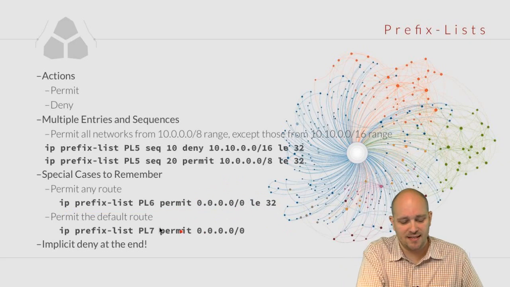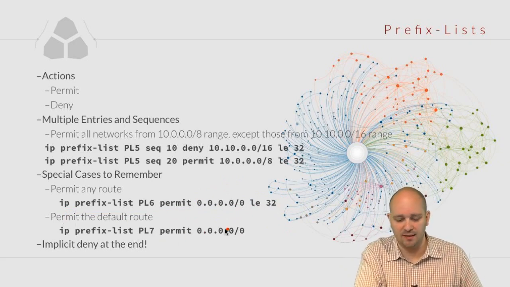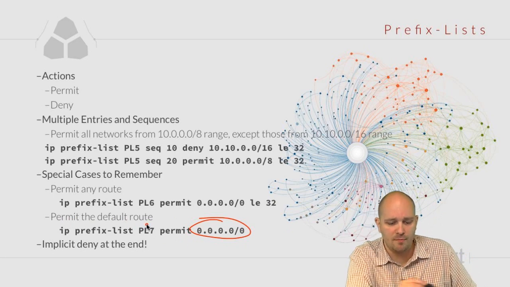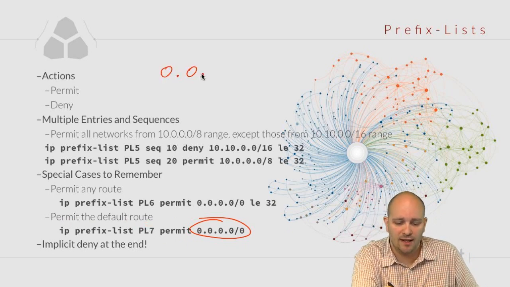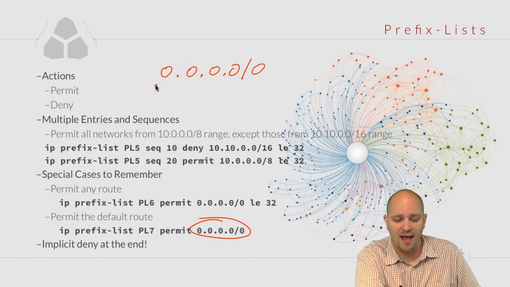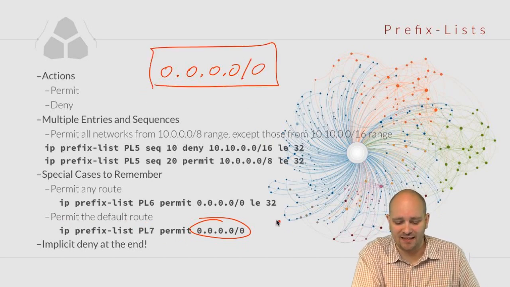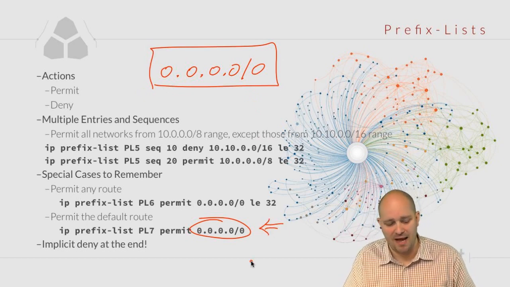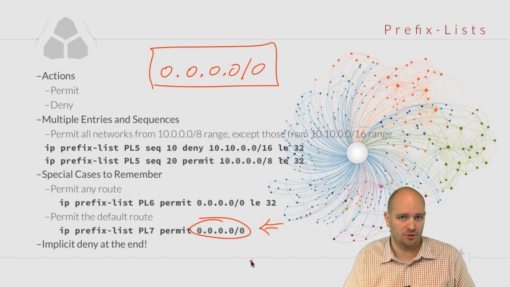To contrast this, if you wanted to permit or deny the default route, this is the syntax that you have to use. Because remember, the default route is 0.0.0.0/0. And this needs to be the exact match. And with this syntax here, we are providing the exact match for the default route.